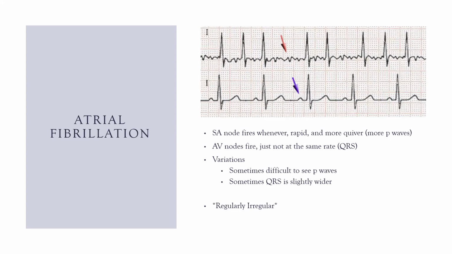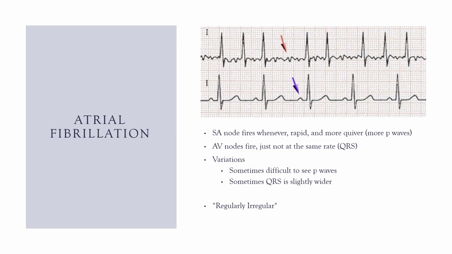The other thing here too is it may be very difficult to see your P waves, okay, because you don't know if that's just more of a quiver or if that is a true P wave. So a lot of times you can't get an accurate PR interval, and that's okay. That's what makes this part of atrial fibrillation. The other thing too that I want to say is that sometimes your QRS can be just a little bit on the wider side because we don't get as many QRS complexes. So they may be slightly wider than normal.